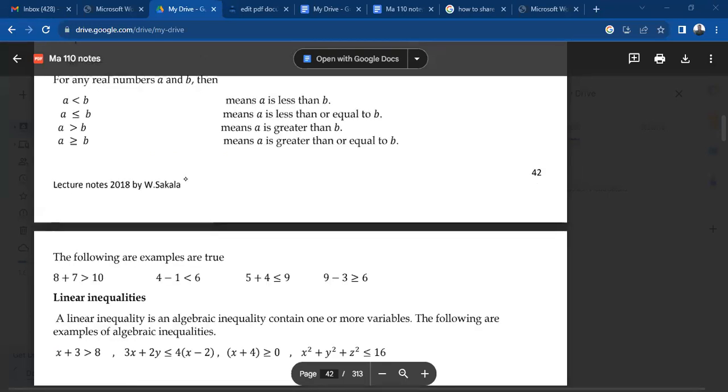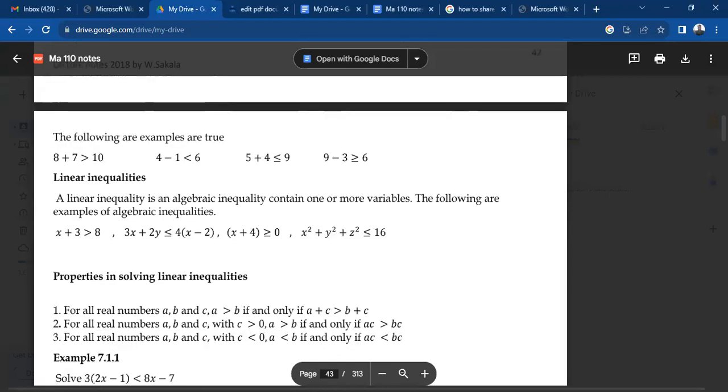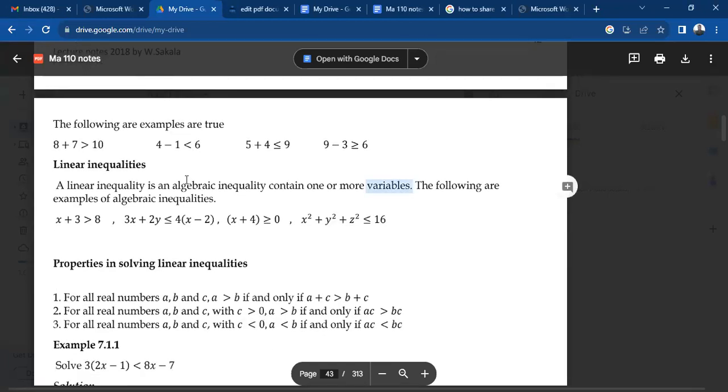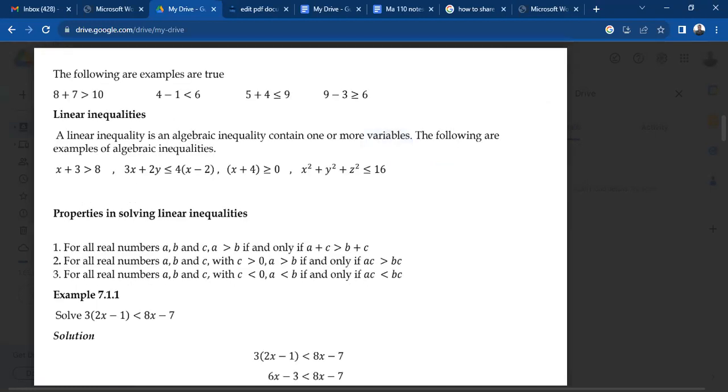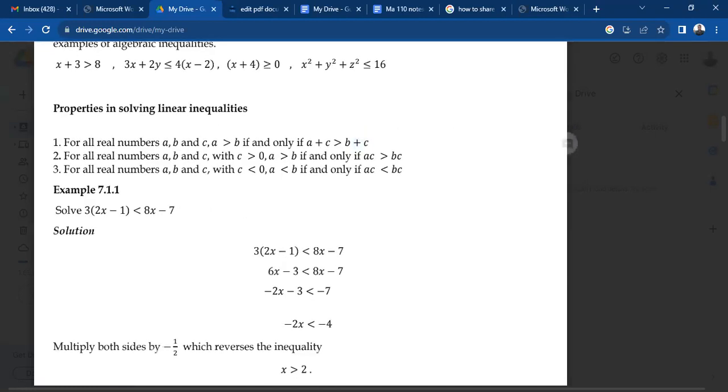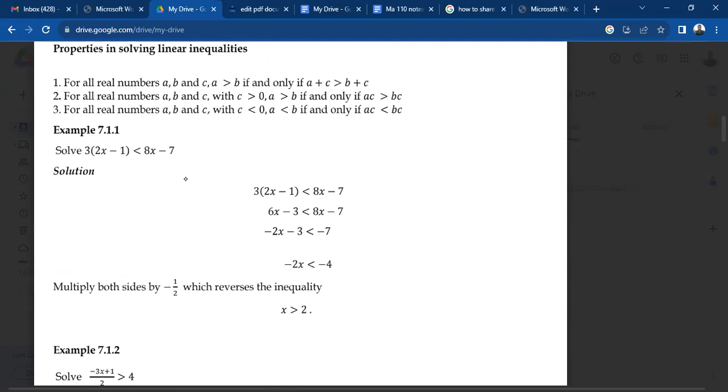Our task is simple. Examples of statements that are true: 8 plus 7 is greater than 10. It's true. But we are not interested in that. We are interested in solving. So example 1. This one everyone can solve. If we ask you to solve this one, you just solve it normally the way it is.